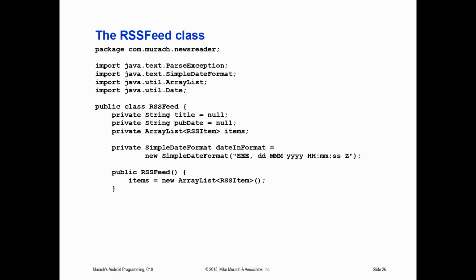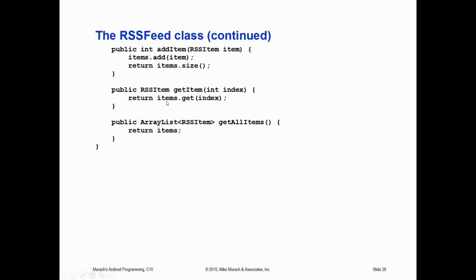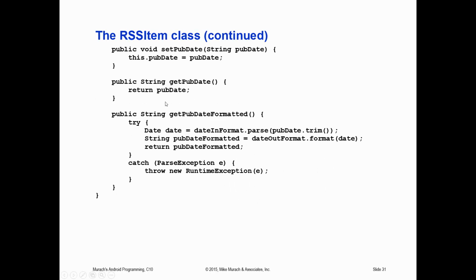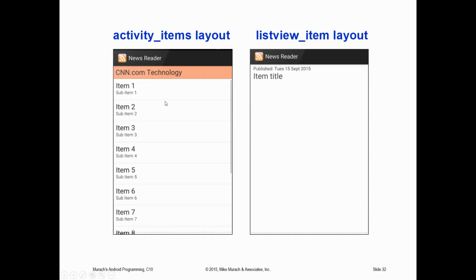All right. Moving up to page 310, Figure 10.10 on 310 and 311 shows the RSS feed class, which stores the data for an RSS feed. It includes the feed's title and the publication date, as well as an ArrayList object to store the individual objects. So the code is shown on pages 311, 312, and 313. The next several slides.